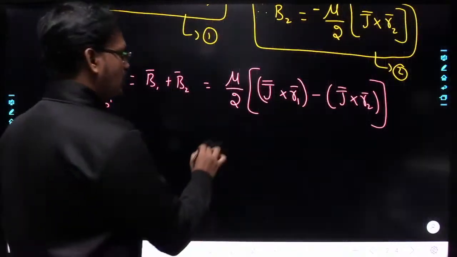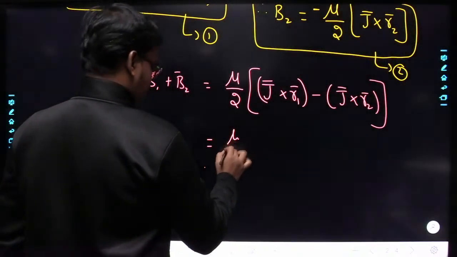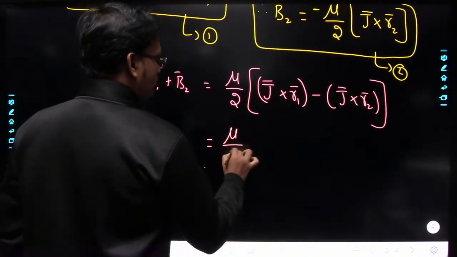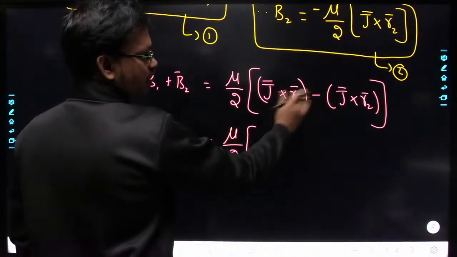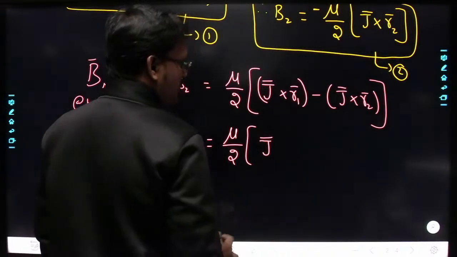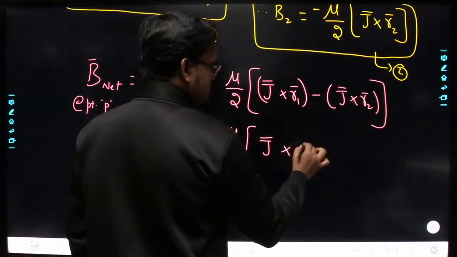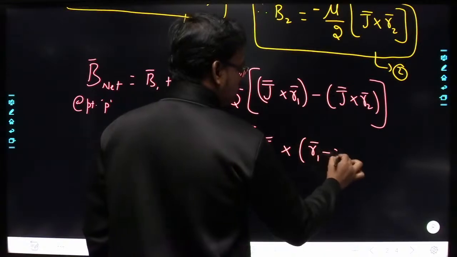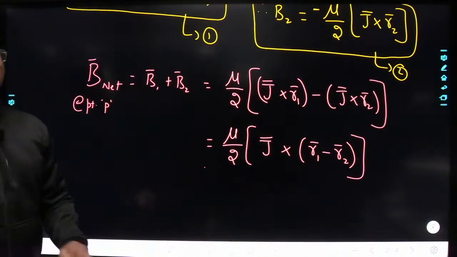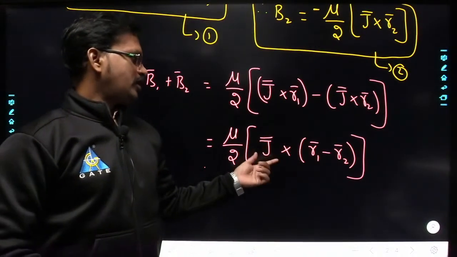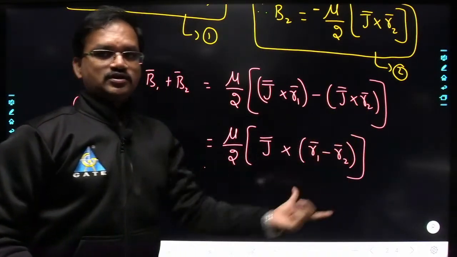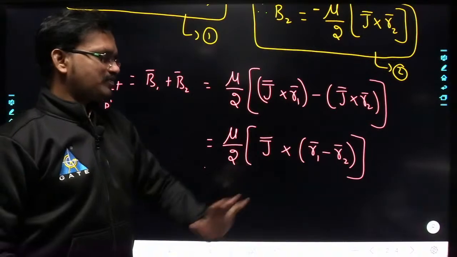So from here, I can write the same thing in this manner. Mu by 2 into, from these two I can take J bar common. So if I take J bar common here, then I can write this as J bar cross of R1 bar minus R2 bar. So in this manner, can I write the same expression or not? Yes or no? If you expand, you are going to get J bar cross R1 minus J bar cross R2, the same expression. So the same expression I can represent in this manner.